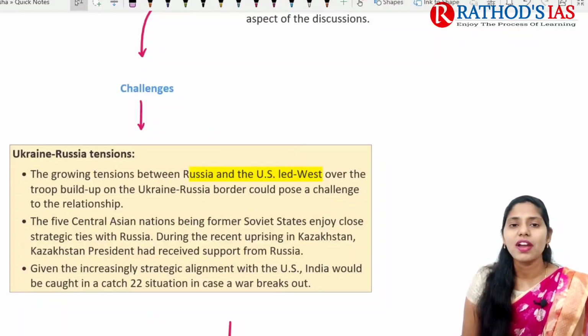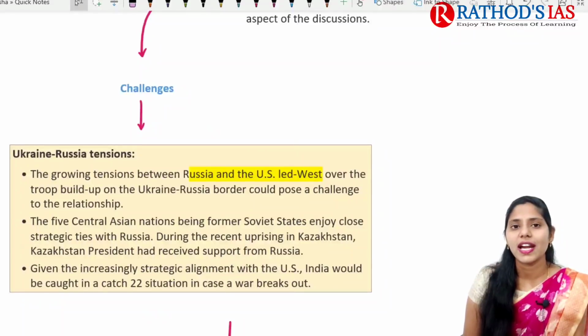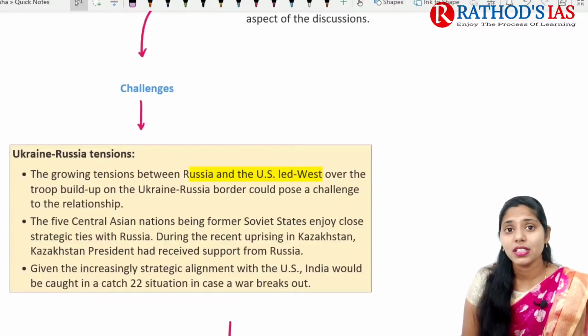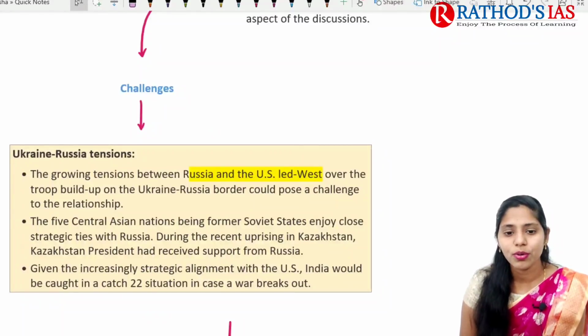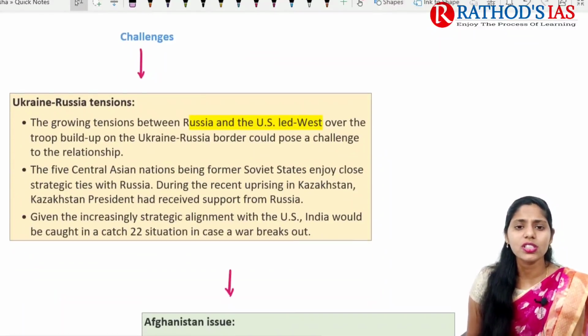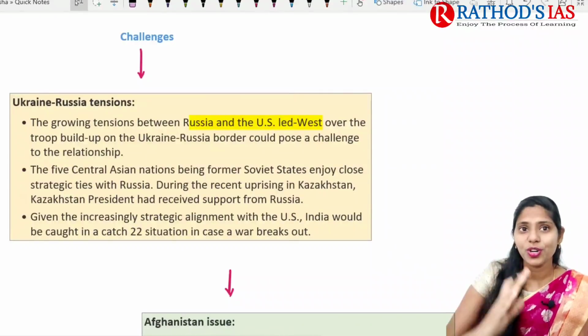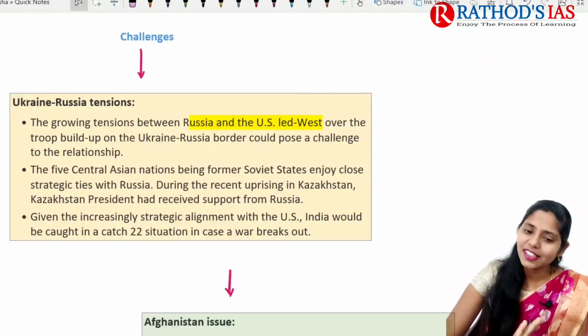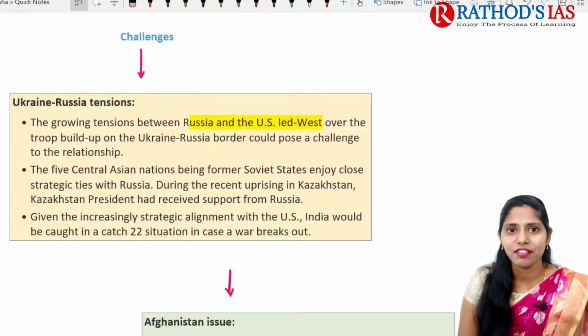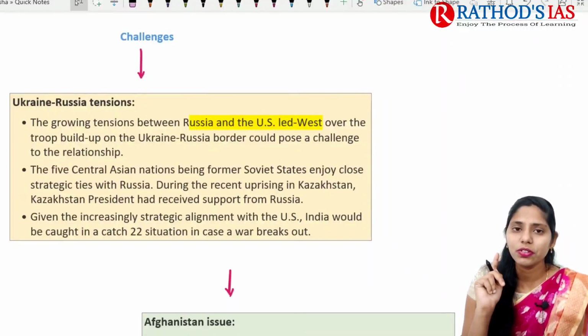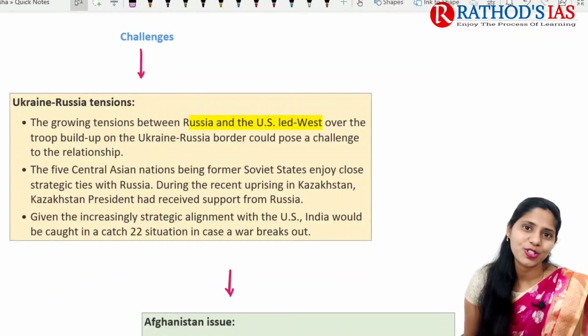Right? So these 5 Central Asian countries are former Soviet states. Okay, so they enjoy close strategic ties with Russia. But if you see the recent uprising happening in Kazakhstan, the Kazakhstan president also received some support from Russia. So whenever India is moving towards Central Asian countries, and these Central Asian countries have Russia as a friend, it will be affecting the relationship between India and the US. So this is one cause of concern.